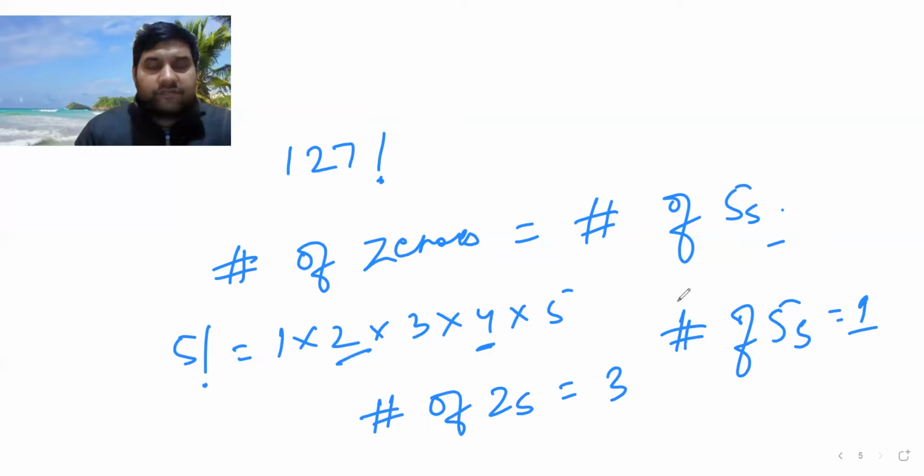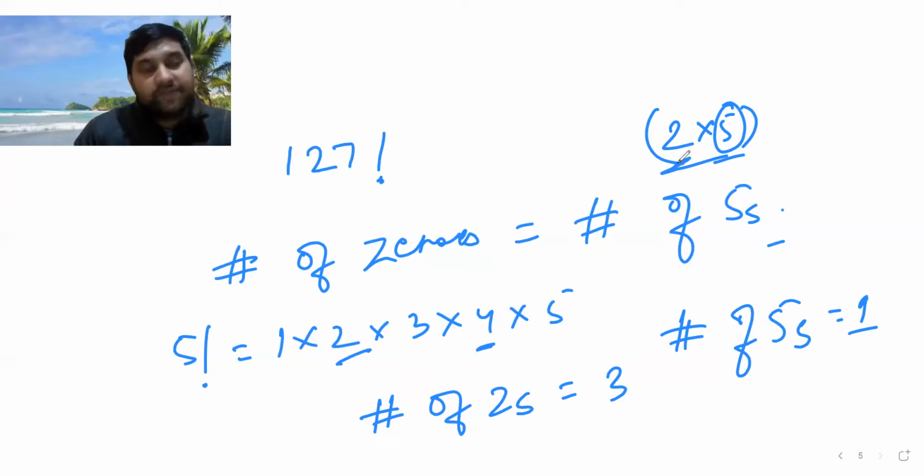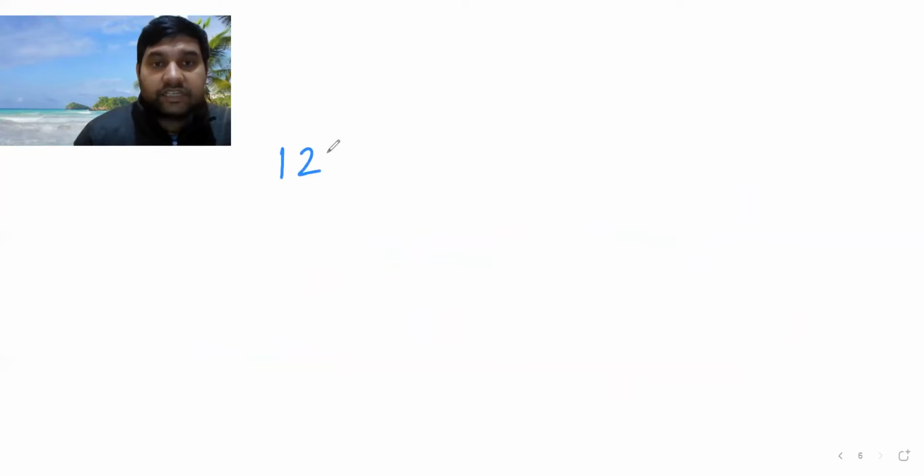Whatever the number of 5's, the number of 2's will always be more than that. Which is why, when we are to find 2 into 5, 5 will be the limiting factor, not 2. You will have plenty of 2's, but the limiting factor will be the number of 5's. Therefore, the number of zeros is equal to the number of 5's in the expression. Simple as that. Now, when we have to consider 127 factorial for that matter.